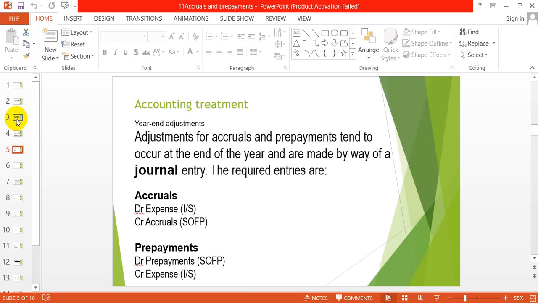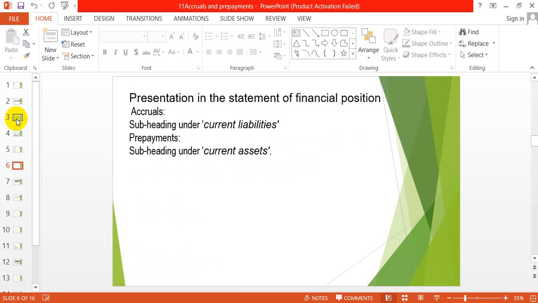As you will be aware, an expense account has got a debit balance. In the statement of financial position, the accruals will be under the caption of current liabilities. The prepayments will be under the heading of current assets.